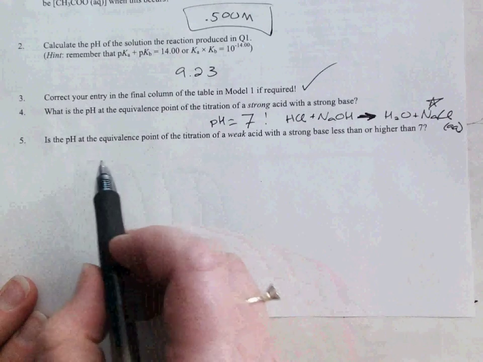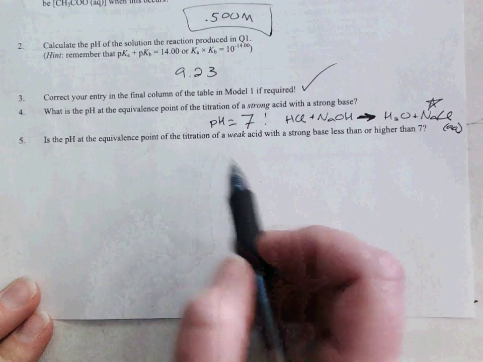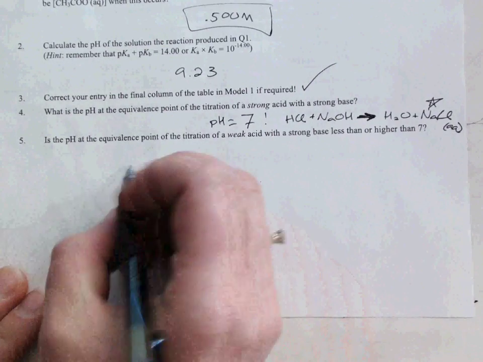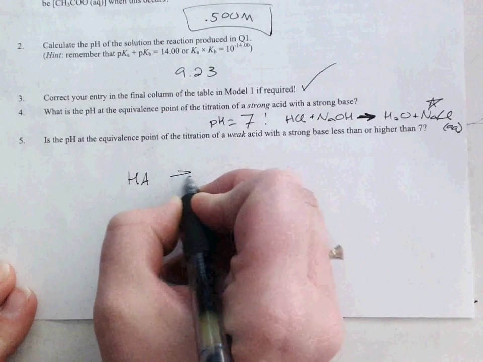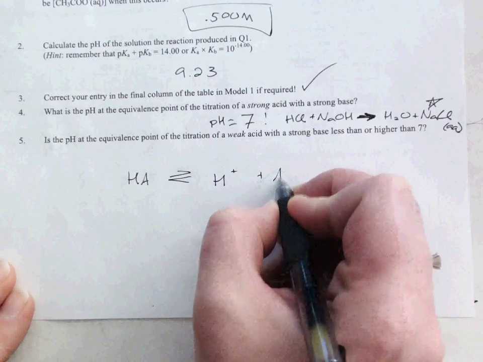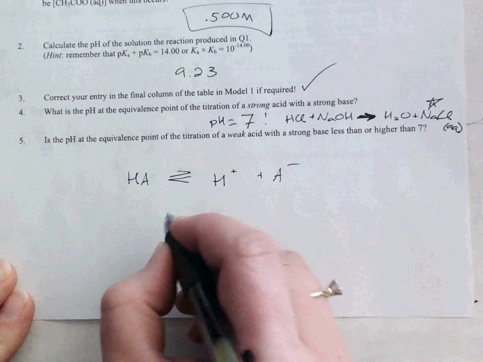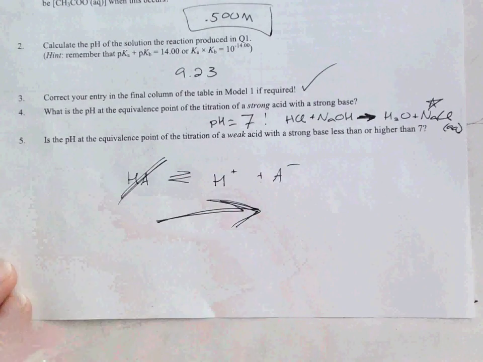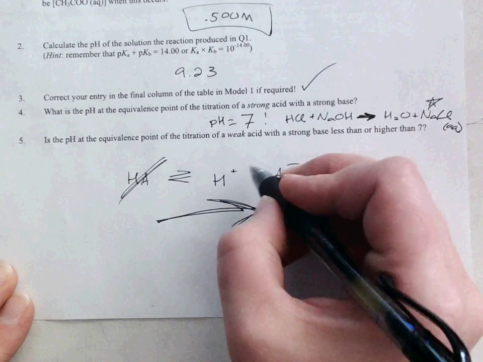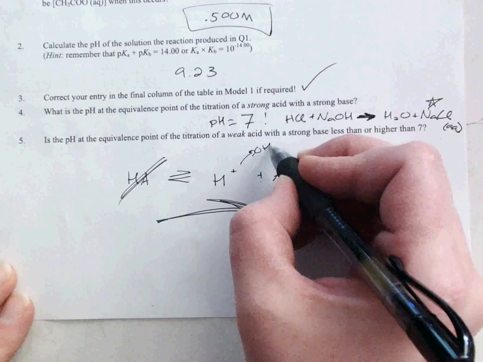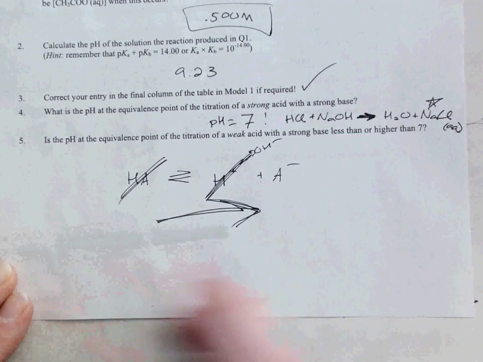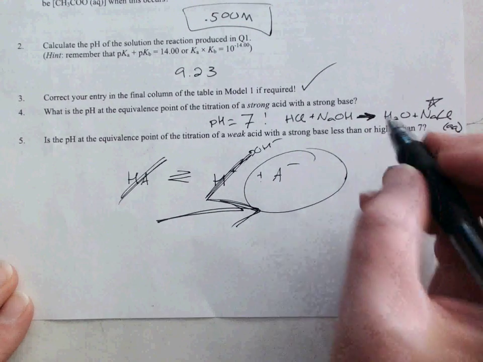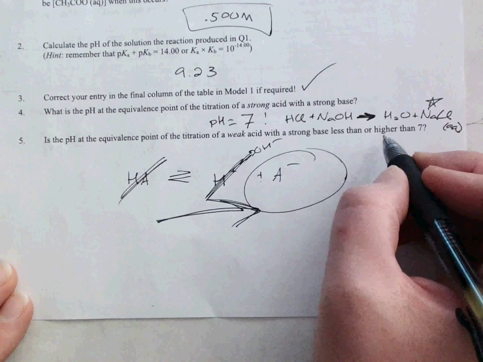Okay, now, is the pH at the equivalence point of the titration of a weak acid with a strong base less or higher than 7? Again, we should know this from the last video and everything we've just done. So here's my weak acid. If I fully titrate it with my strong base, I shift this all the way to the right. I totally neutralize all of my acid, and these H pluses, they go off with the OH minuses, so they're gone. Look what I still have. A conjugate base. So, what do you think? Less than or higher than 7?